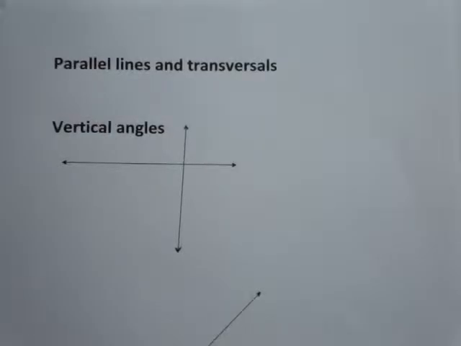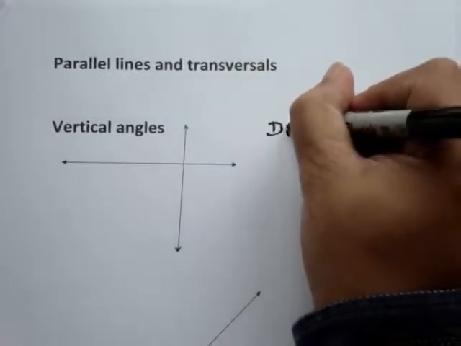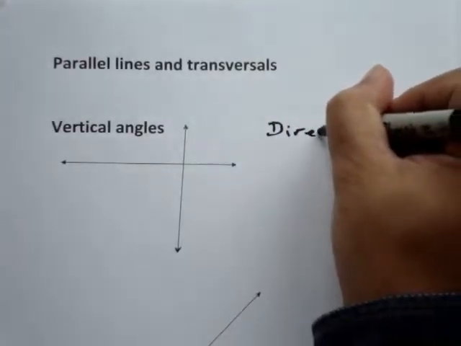Now when we're talking about parallel lines and transversals, the terminology that we use is quite important. So what we're going to do in this video is go through this terminology. First of all, let's have a look at vertical angles. What do we mean by vertical angles? So these are angles that are directly across.